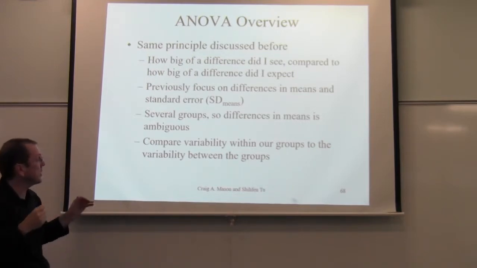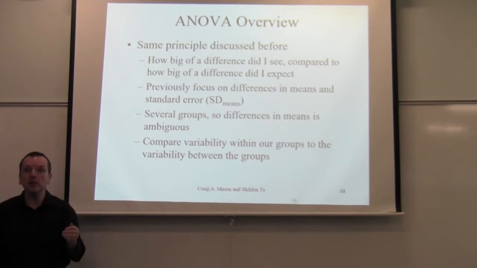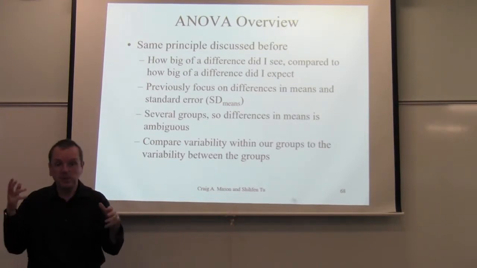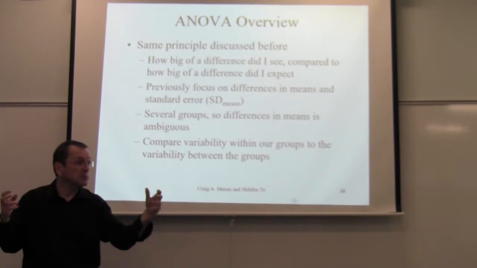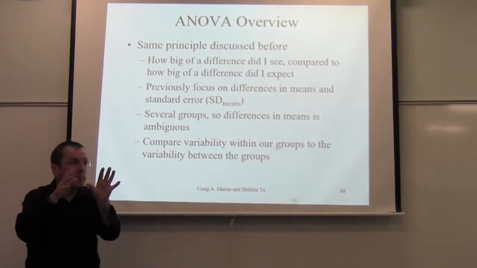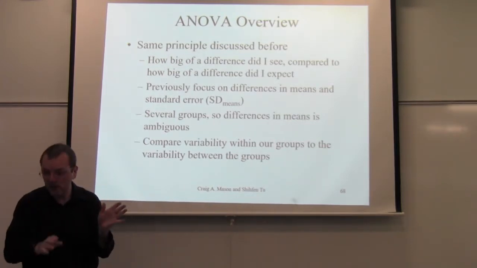So instead, what ANOVA does is it compares the variability within a group to the variability between the groups. Or I should maybe say it the other way around. It compares the variability between our groups to the variability within the groups. But once you get that, it's exactly the same general principle.